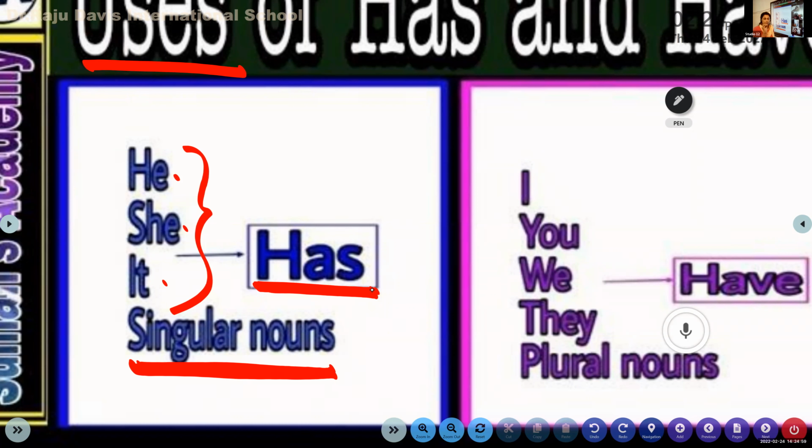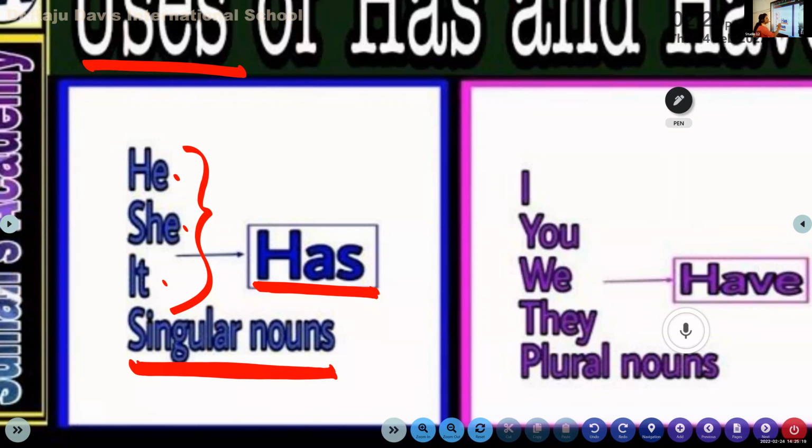Today, we are going to learn about the usage of has and have. We have plenty of exercises there, on page numbers 40 and 41. We do have many sentences there. We have to do it, but unless we learn it, we can't do it. So all of you, please be very, very attentive.